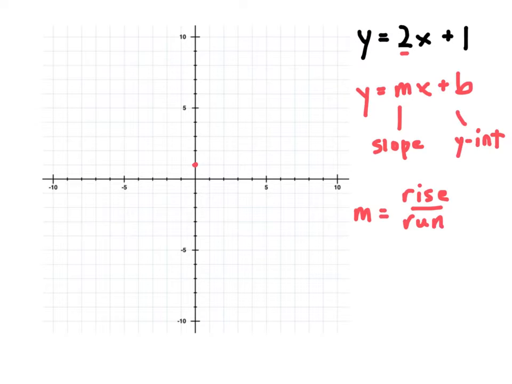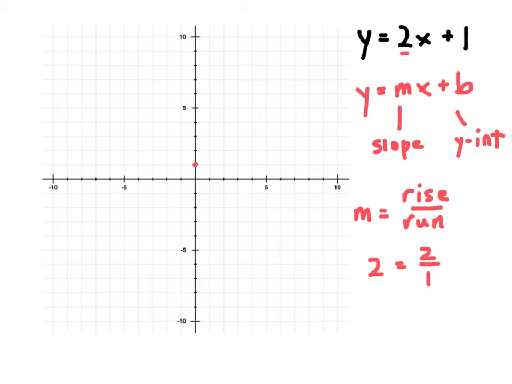Well, what I want to think about is that whenever I have a whole number, I can make that whole number look like a fraction by putting it over the number 1, because 2 is really the same thing as 2 over 1. Now I've got a fraction, I can think of that as rise over run, and I can use it to help me plot some more points on the graph.